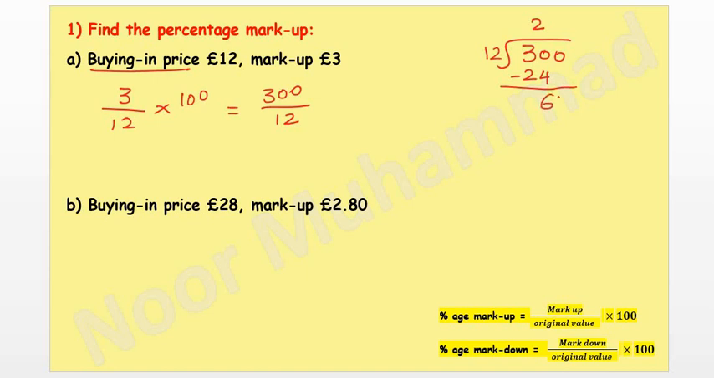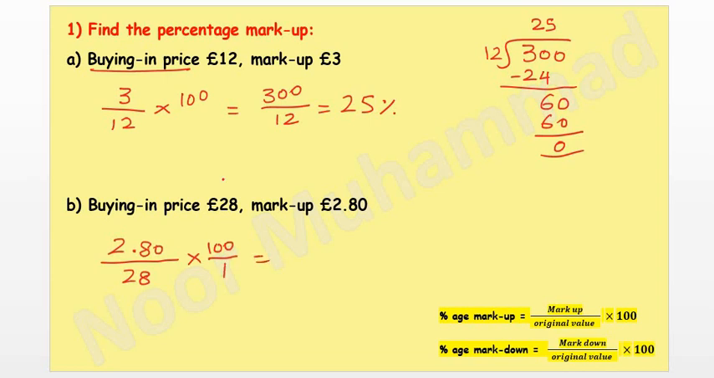Subtract it, you will get 6 here, and 12 times 5 is 60. So what is the percentage markup? It's 25%, right? Now in the next question they are saying buying in price means this is the original price and markup is 2.80 pounds. So how can you do it? 2.80 over 28 times 100 over 1. If you want to write over here 1, you can write it over here 1.